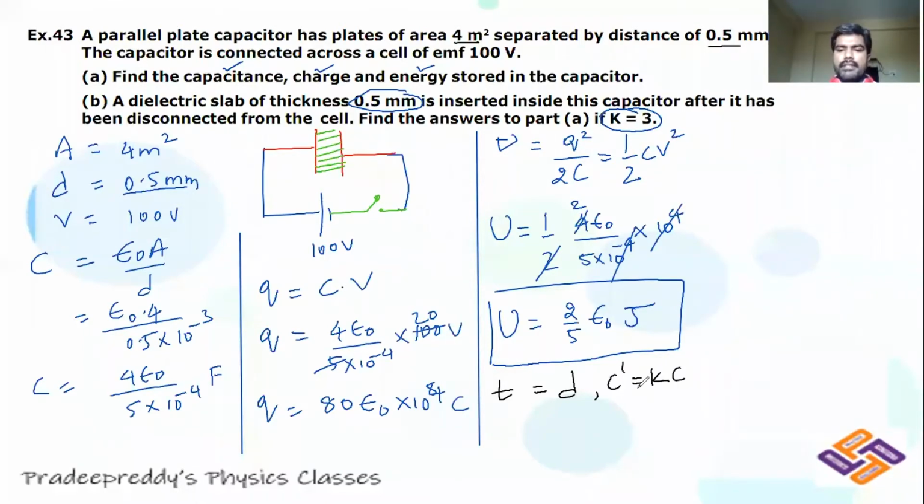What happens to its capacity? Capacity increases by K times. So C dash will be equal to K is 3 times C, which is nothing but 4 epsilon naught divided by 5 into 10 power minus 4. That is C dash. After that you can find out charge. What would happen to charge? Charge is conserved.